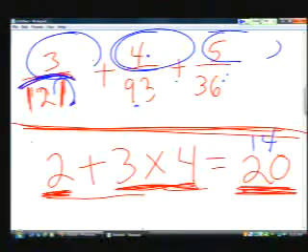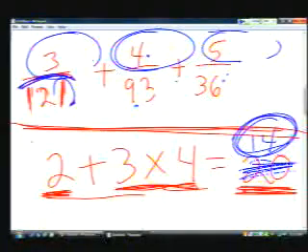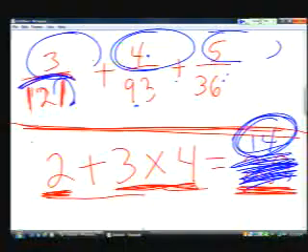Well, the correct answer is 14. So those of you that raised your hand 14, that is right. It is not 20. If you have a Kmart Blue Light Special, it'll probably give you the answer of 20. That is because this is called order of operations.